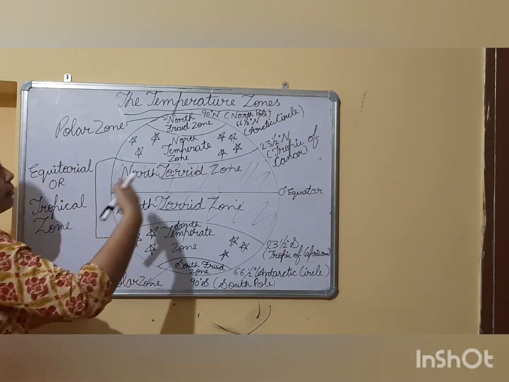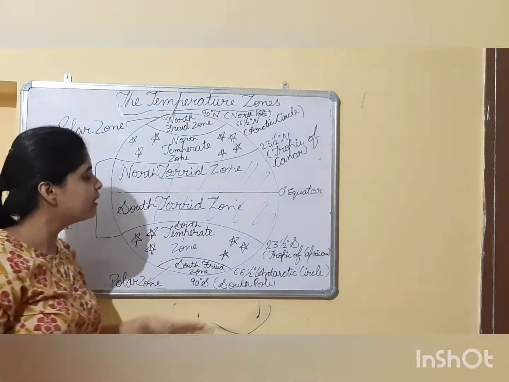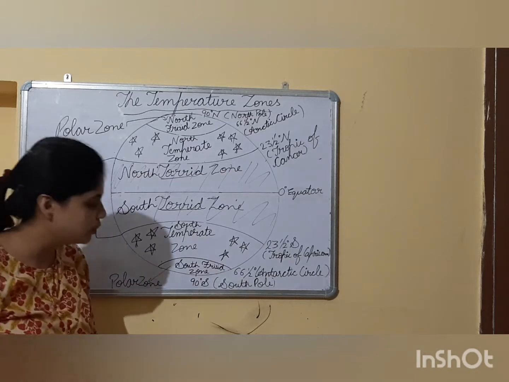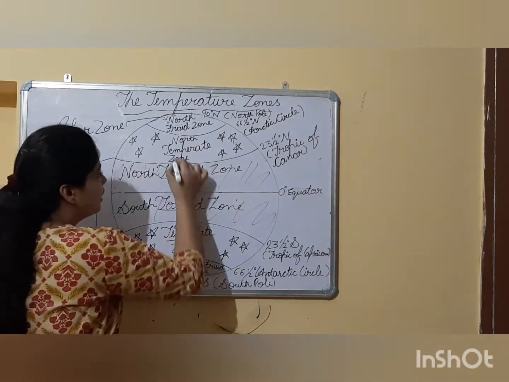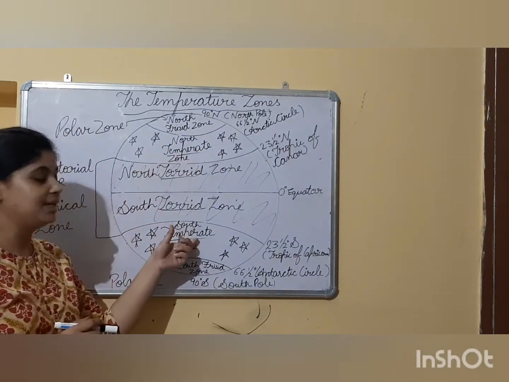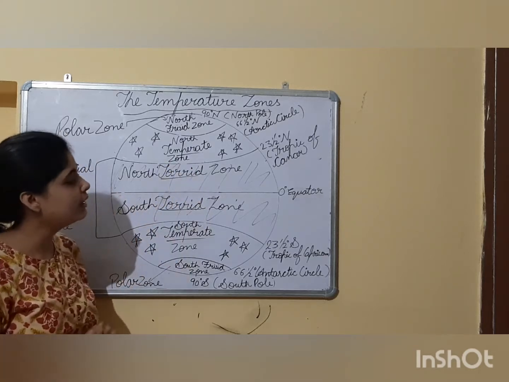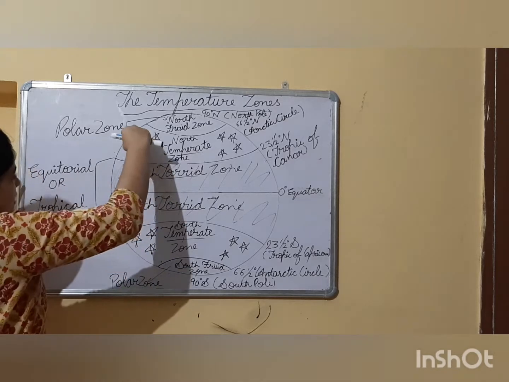Okay, next comes Tropic of Cancer to Arctic Circle to the north and Tropic of Capricorn to Antarctic Circle to the south. They come under the temperate zone. Temperate, neither too hot nor too cold. They will be cooler places as compared to the places situated on the equator and near the equator, right? Because they receive slanting rays of the sunlight.